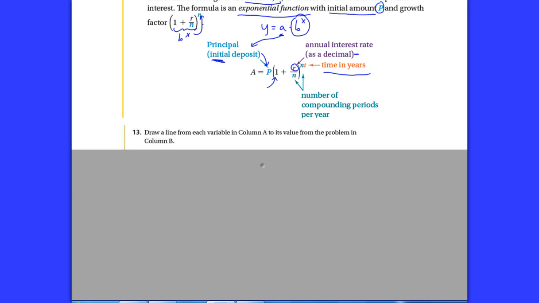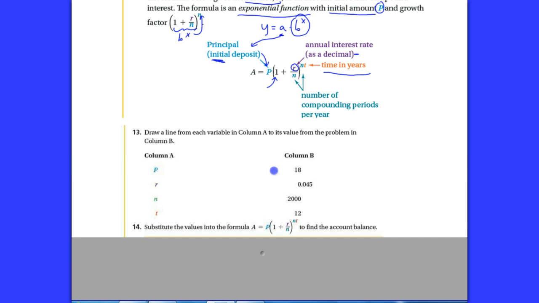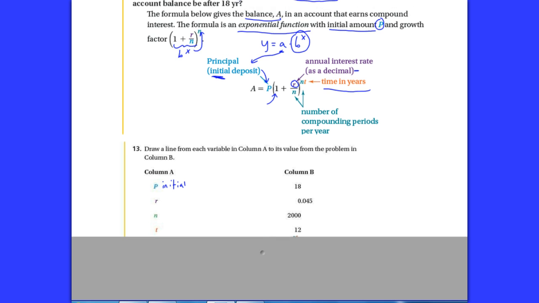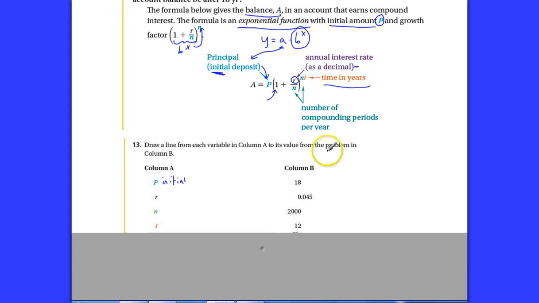Number 13 says, draw a line from each variable in column A to its value from the problem in column B. Okay, well, let's look at this. P, remember, that is the principal. That's the initial amount. So in this problem up here, what was the initial deposit? It was $2,000. So let's draw a line from the P to the 2,000.